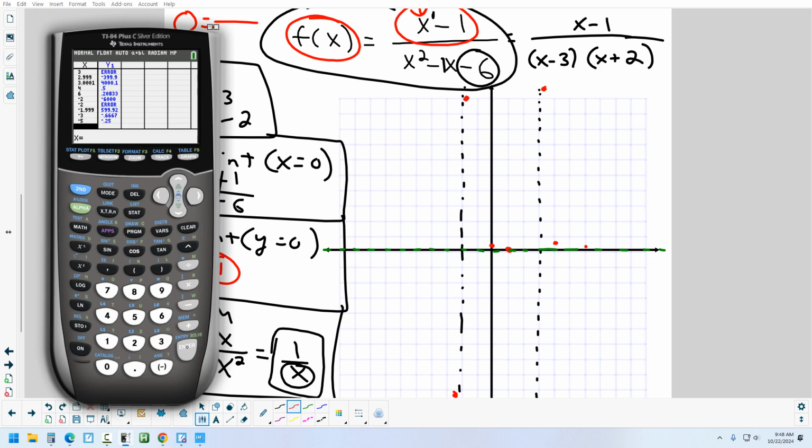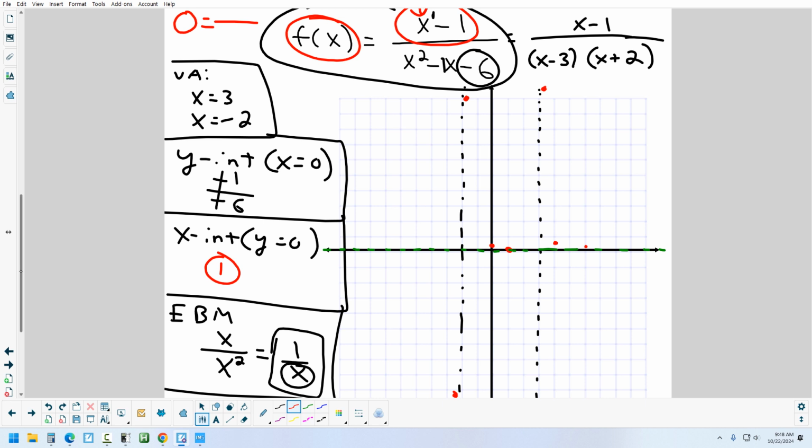Negative 3, I'm at negative 2/3, so down a little less than 1. And negative 5, I'm at negative 1/4. 1, 2, 3, 4, 5. So I'm not down quite as far.